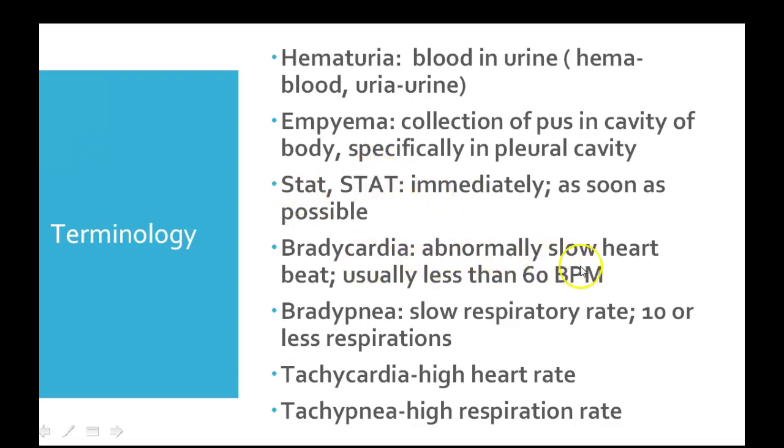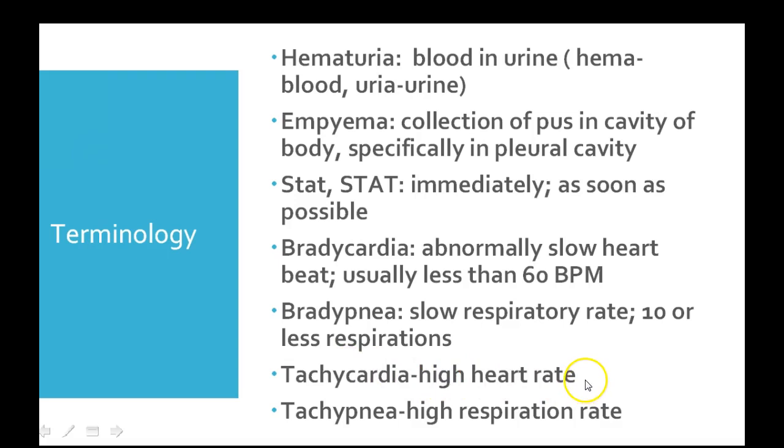Bradycardia, abnormally low heart rate. Normally less than what? 60. Because you learned what the normal range is. So under 60 is considered low. Over 100 is considered fast. Bradypnea, low respiratory rate. You see that? 10 or less respirations.